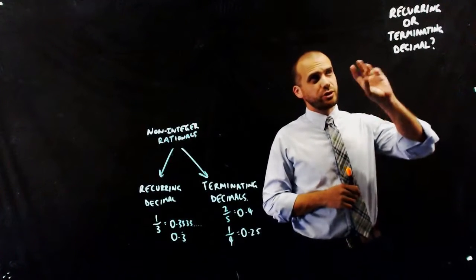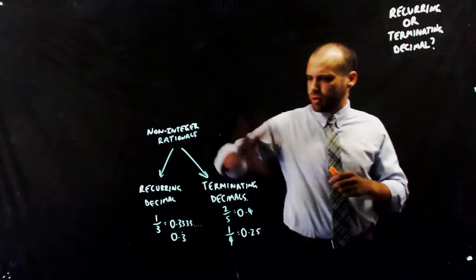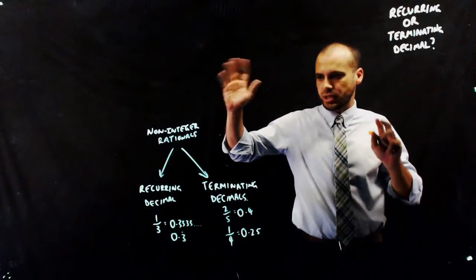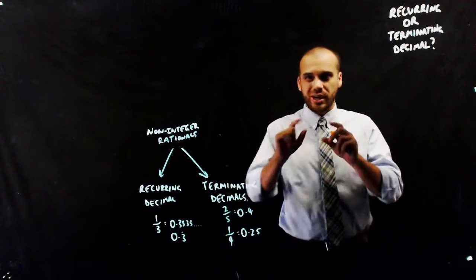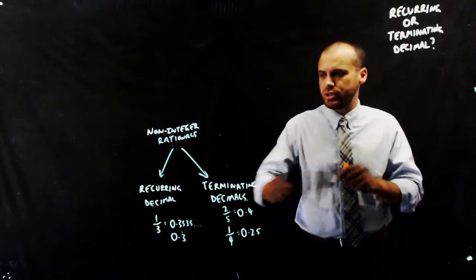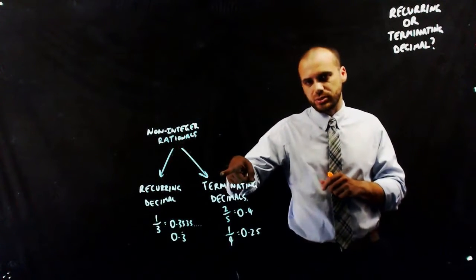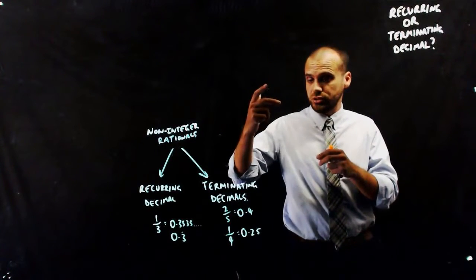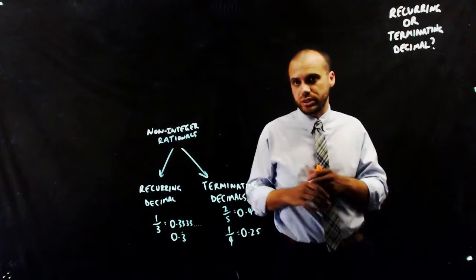Alright, so this one's about recurring or terminating decimals. So you might recognize this. This is from our full real number system classification. And I've got our non-integer rationals, and the non-integer rationals can be broken into recurring decimals or terminating decimals. So if I write any two numbers as a fraction, I'll get a terminating decimal or a recurring decimal.